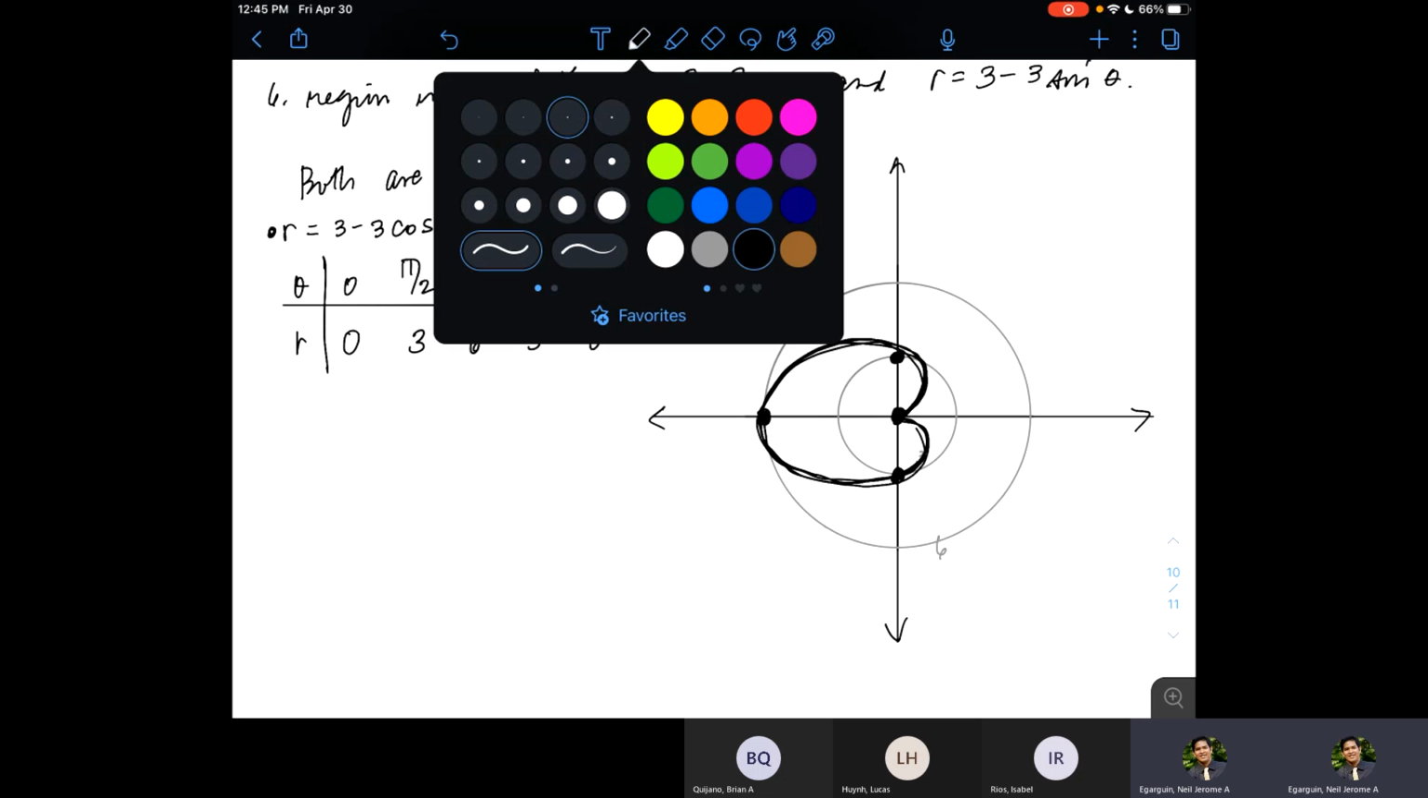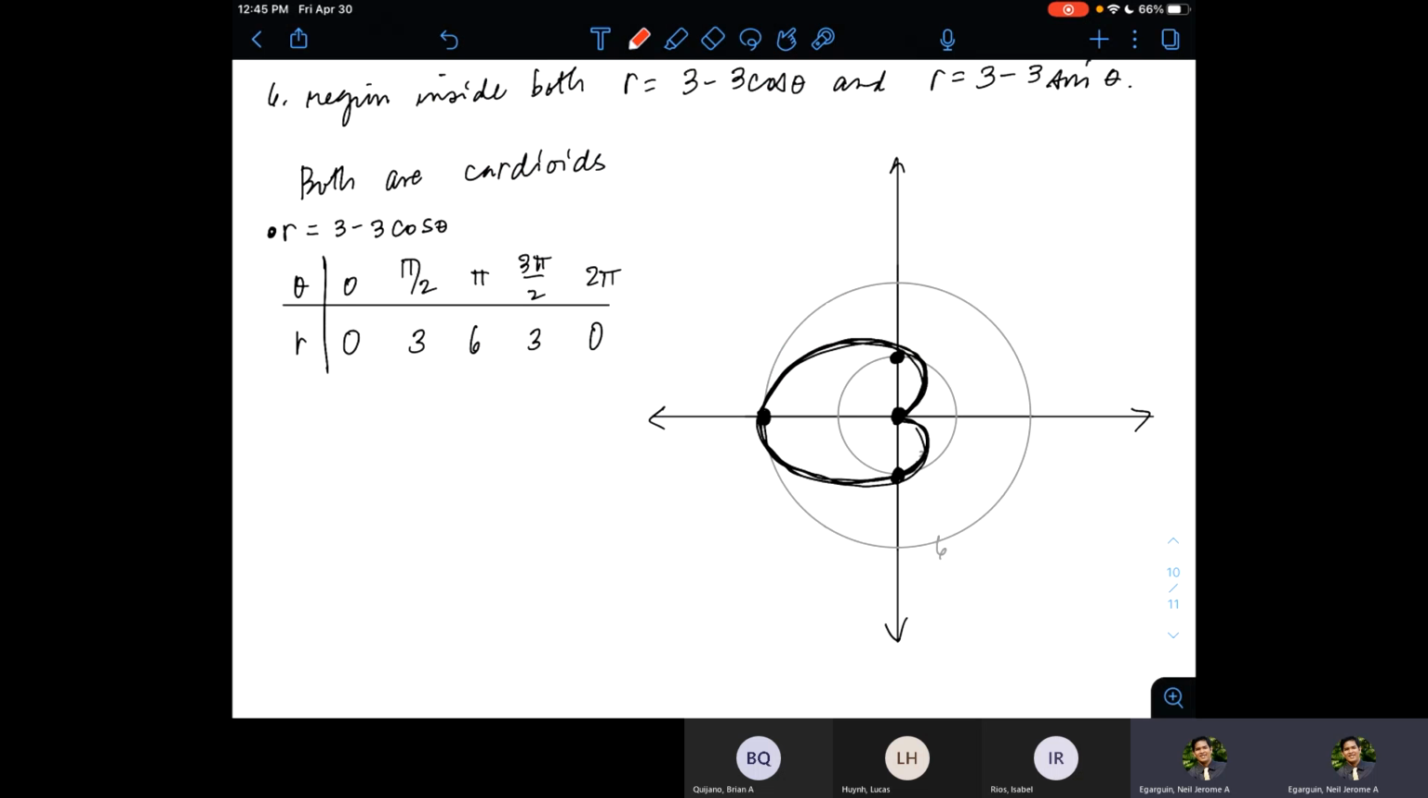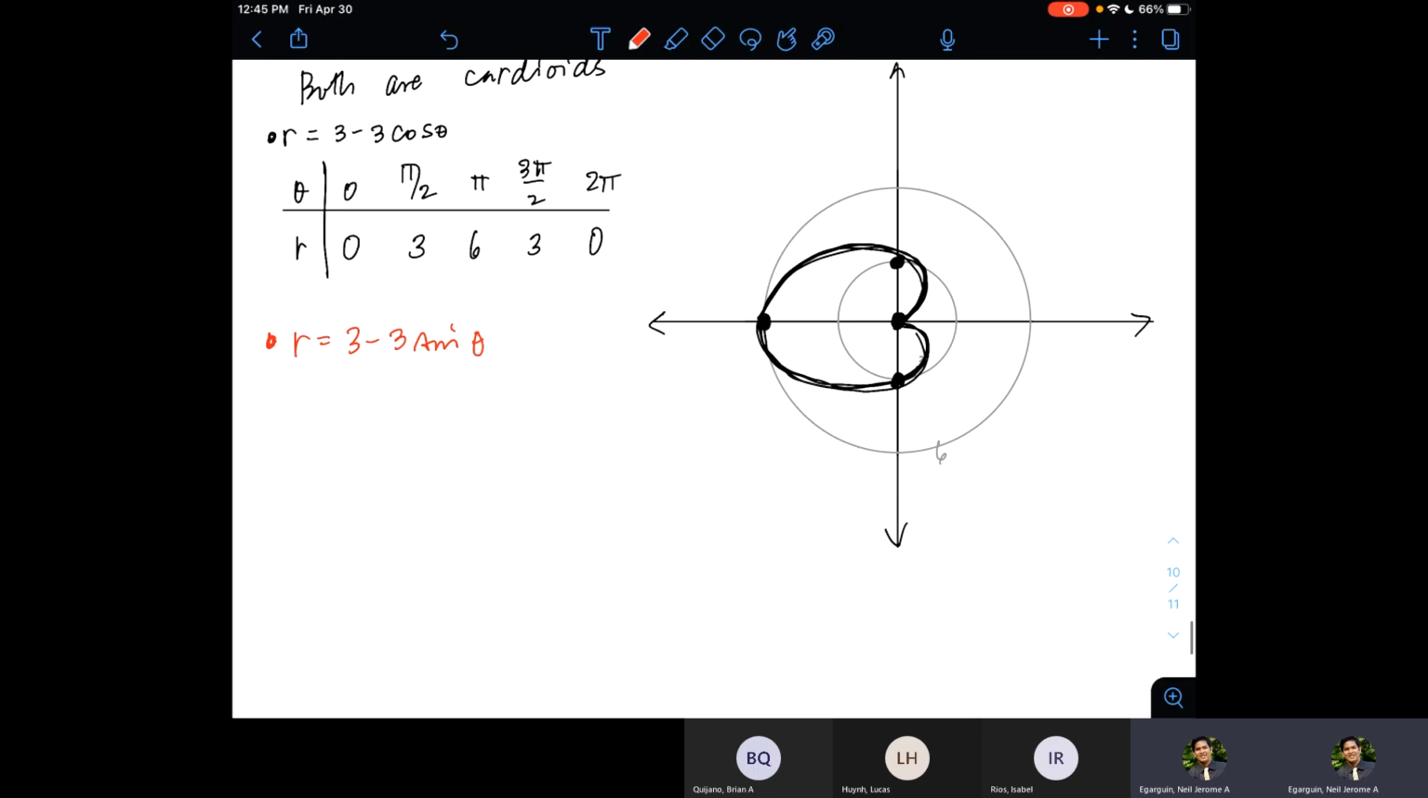Then let's do the other curve. So let's sketch r equals 3 minus 3 sine theta. Let's compute the r values for the quadrantal angles as well.